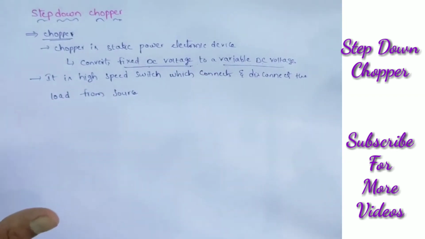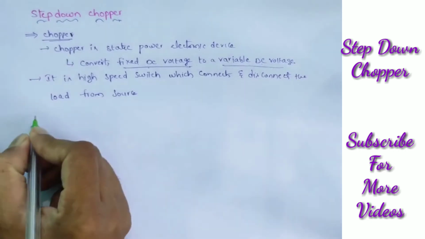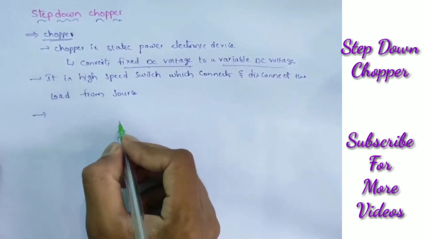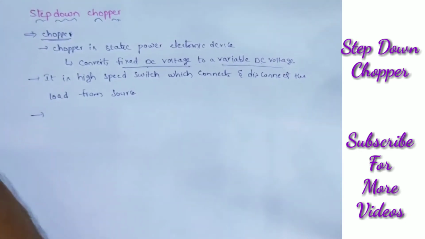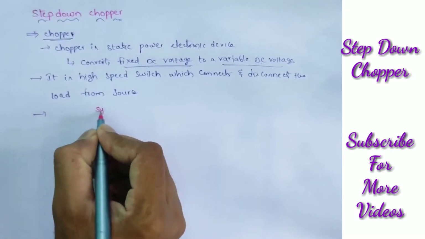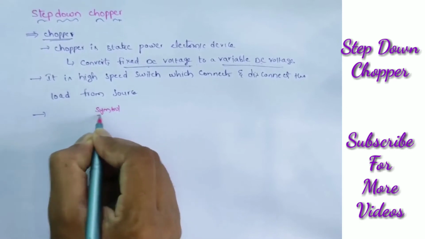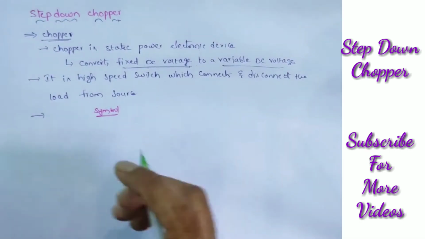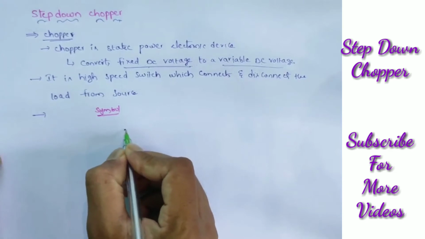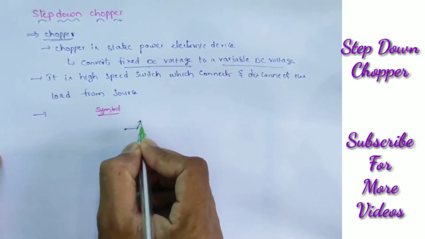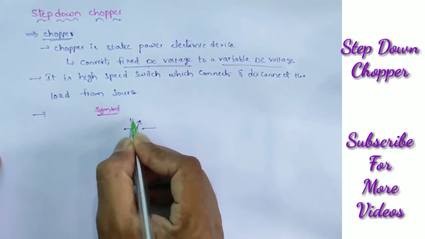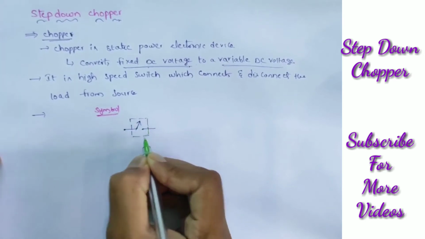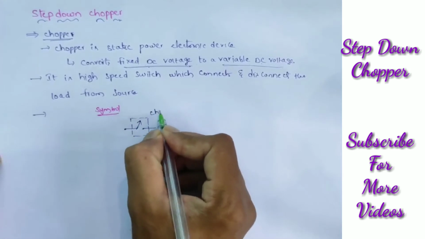The chopper is represented as a switch in a dotted rectangular box. That is, the symbol of chopper is like this, which is shown as an arrow, and this arrow is indicated in a rectangular box. This is the symbol for chopper.